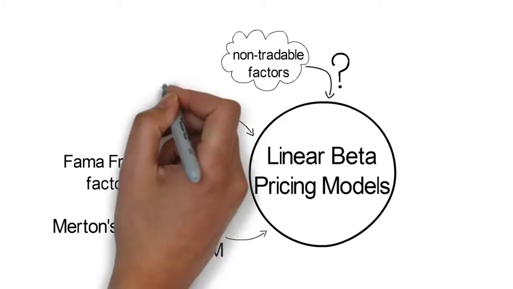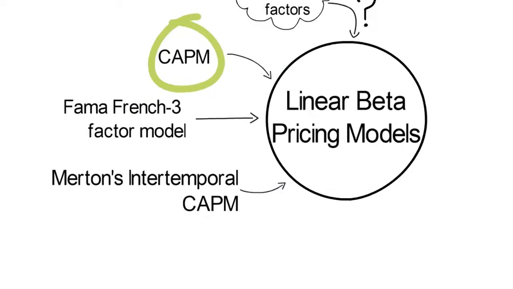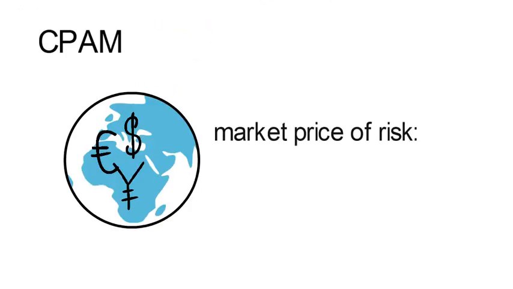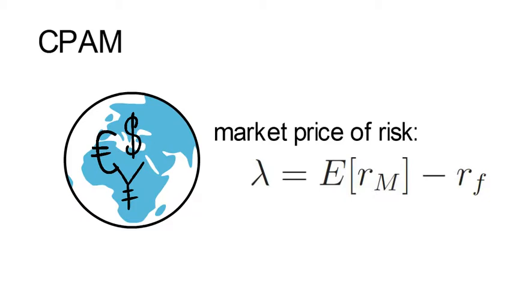So we start with the I-CAPM. The I-CAPM is a special linear factor model. It assumes the following. As F is tradable, its market price of risk coincides with the following expression.